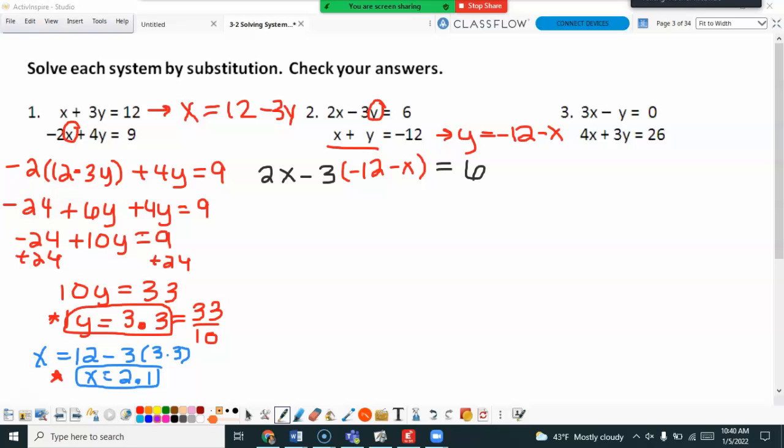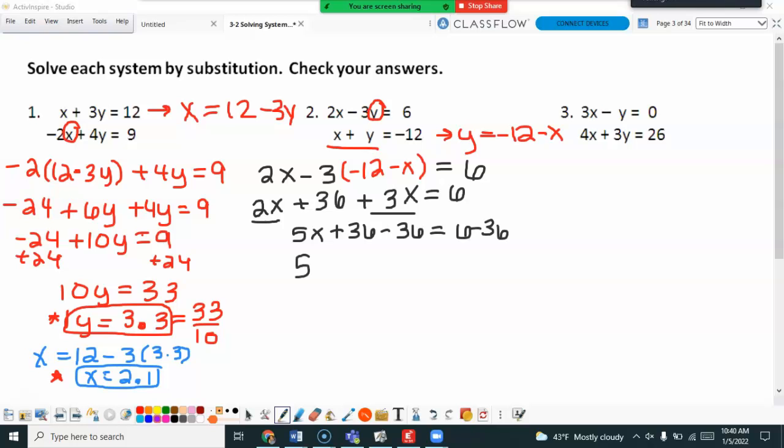Equal to 6, and then you're going to solve for x. A negative times a negative is a positive, so you get 2x plus 36 plus 3x equals 6. Combining like terms, 2x plus 3x is 5x. Subtract 36 from both sides. Divide by 5. And you get x equals negative 6.